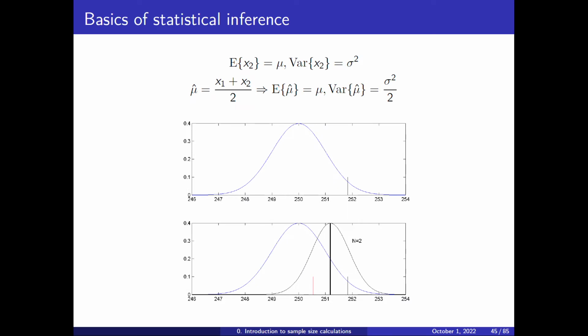Now you collect a second tablet, and this second tablet has a concentration of 251.8, and then your estimate of the mean will be the average of the two. So the mean is here, and this is how uncertain you are about that mean. Now you are a bit more certain because you have two tablets rather than one. So now the variance of this mu hat is a little bit smaller. It is sigma squared, but now divided by 2 because you have two tablets.